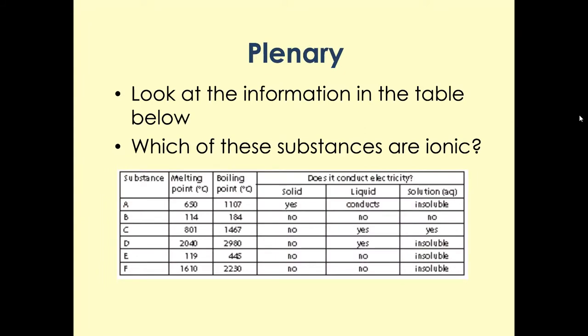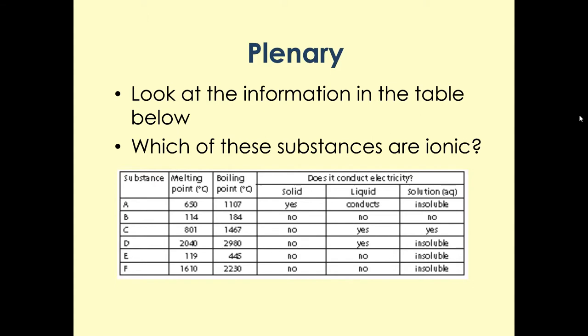Okay, so the last thing you need to do is just look at the information in this table, and there are two ionic substances in that table, and I want you to look at the properties of its melting and boiling point and whether it conducts electricity as a solid or liquid or solution, and decide which two of those are ionic compounds. So pause the video.